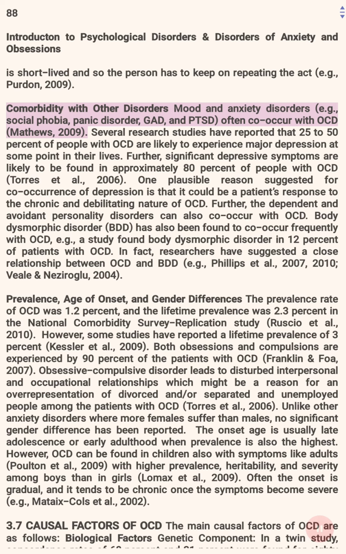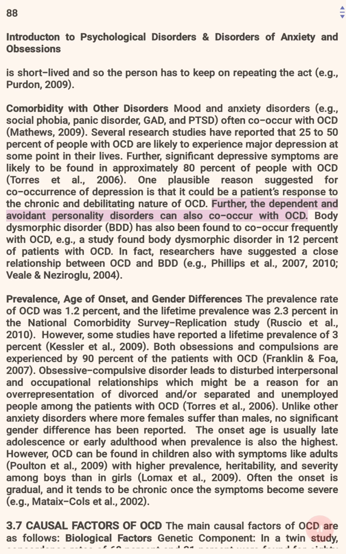Comorbidity with other disorders, mood and anxiety disorders. Example, social phobia, panic disorder, GAD, and PTSD, often co-occur with OCD. Matthews, 2009. Several research studies have reported that 25 to 50% of people with OCD are likely to experience major depression at some point in their lives. Further, significant depressive symptoms are likely to be found in approximately 80% of people with OCD. Torres and others, 2006. One plausible reason suggested for co-occurrence of depression is that it could be a patient's response to the chronic and debilitating nature of OCD.